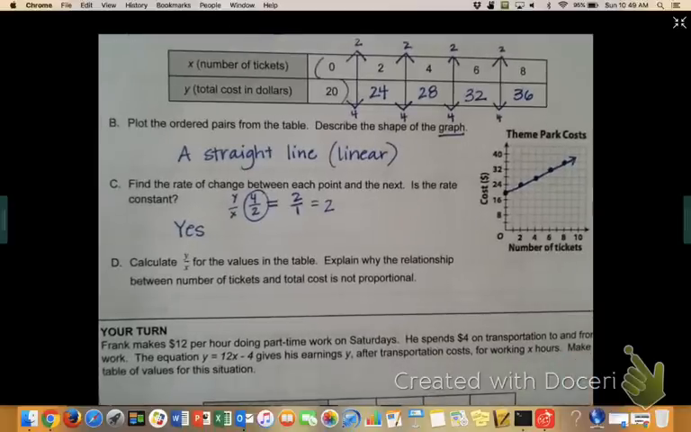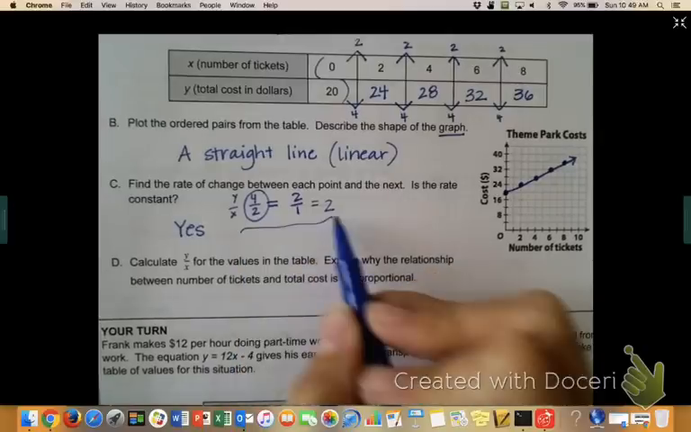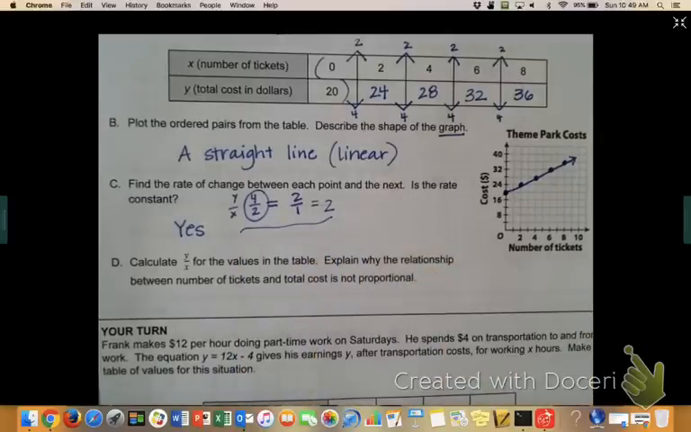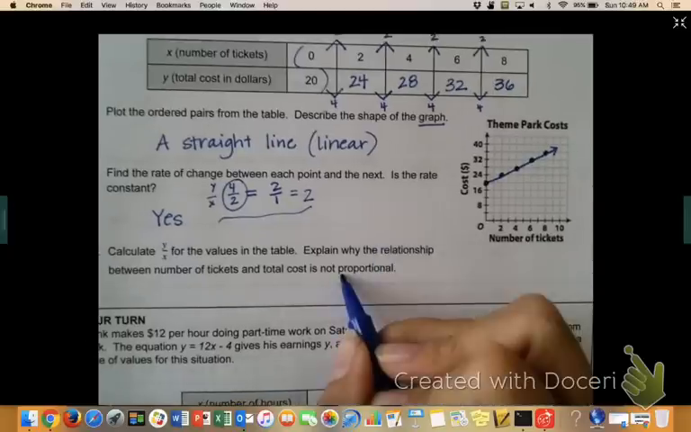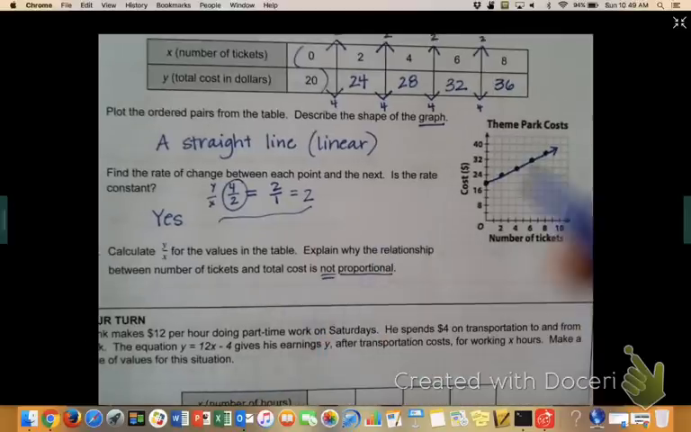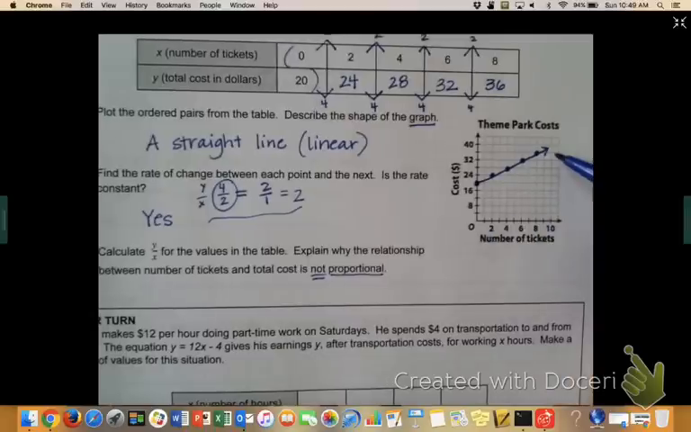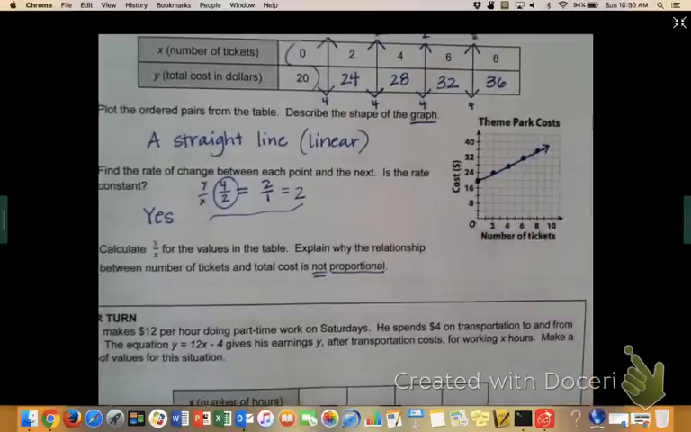Okay, part D says calculate the y per x for the values in the table, and we actually just did that right up here, so we kind of answered part of that. But we're going to look at it now and explain why the relationship between the number of tickets and the total cost is not proportional. So again, proportional means it's going to go through the origin. So why is it not proportional? Why did our graph over here not go down here and start at the origin?